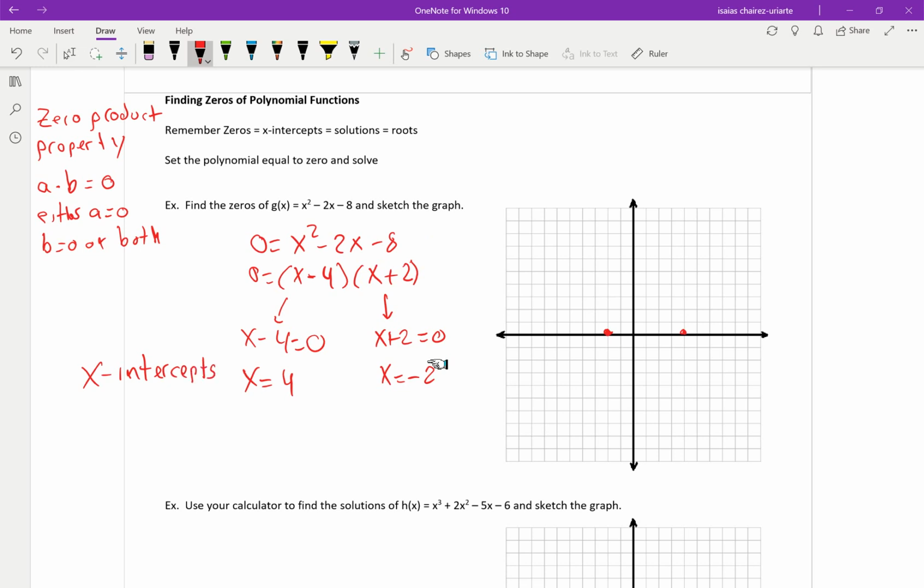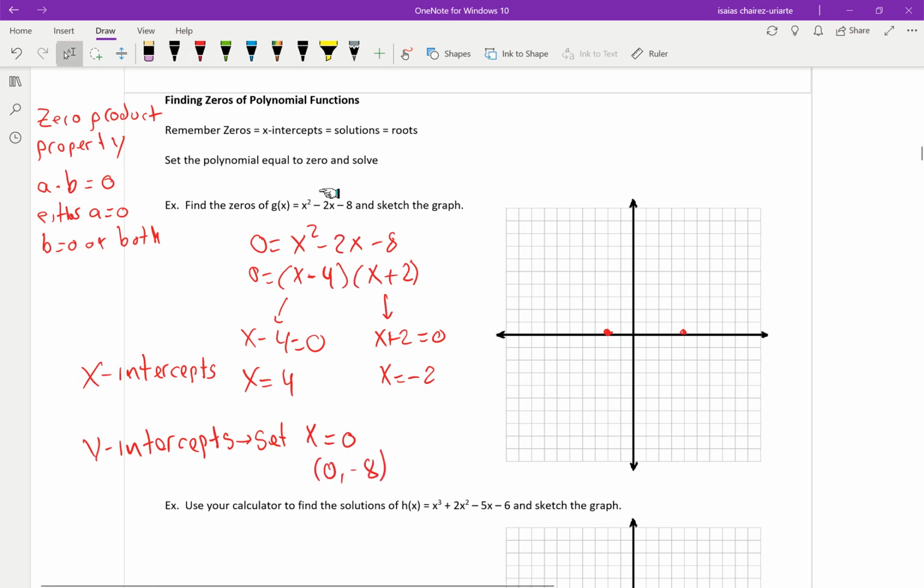Another thing that I could do is find the y-intercept, just to be even more careful. To find the y-intercept, you set your x equal to 0. If I set my x equal to 0, then I have this y-intercept, 0, -8. Because if this is 0 and that's 0, then I end up with just -8. So my graph hits the y-axis at -8. That would be down here somewhere.